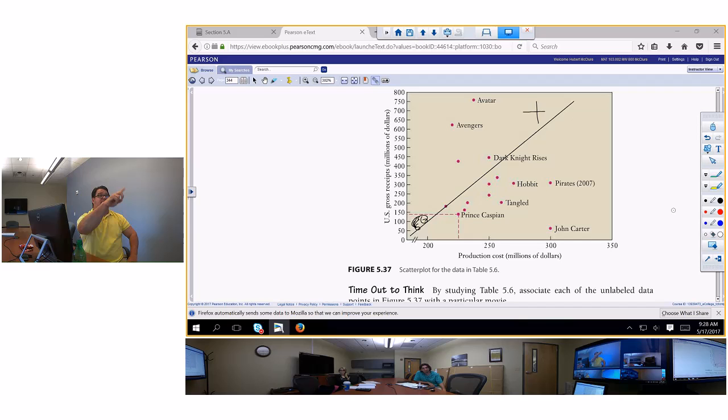Look at these movies. John Carter, yeah, it didn't bring in any money, but look how much it cost to make. Almost $300 million, and it only brought in $50 million. Somebody lost some money. But look at Avengers. Avengers only cost $225 million, but it brought in what? $625 million. So there's a positive correlation.